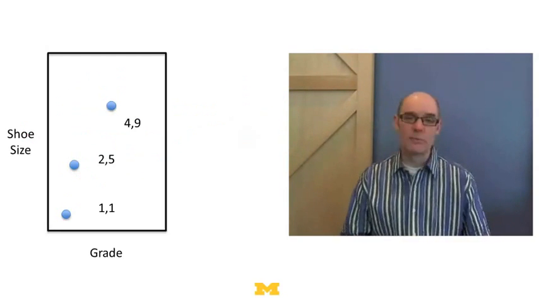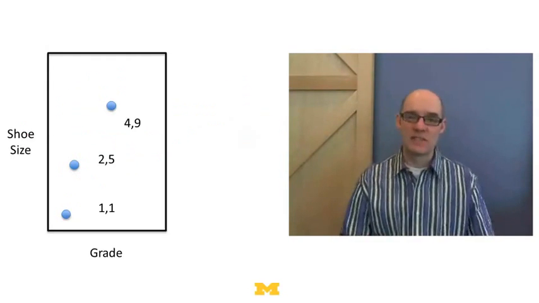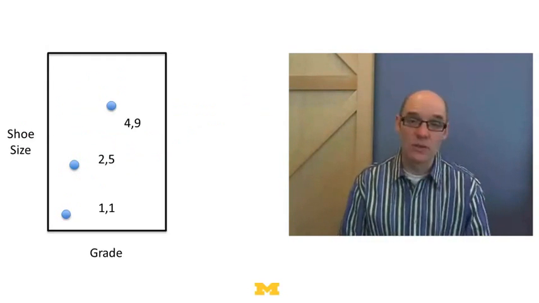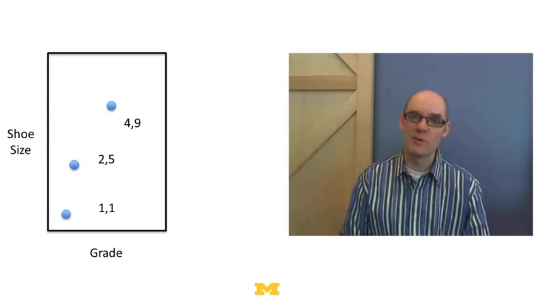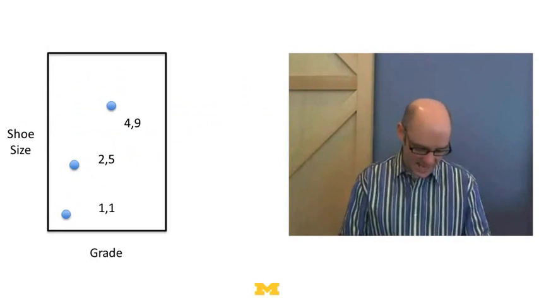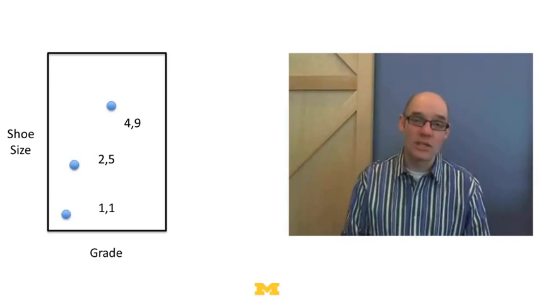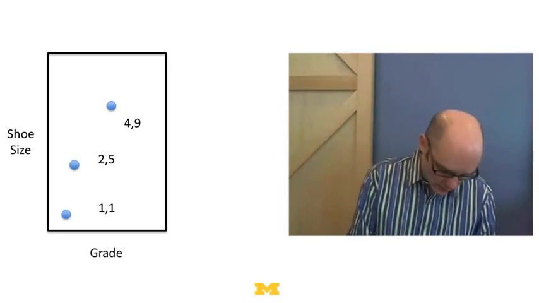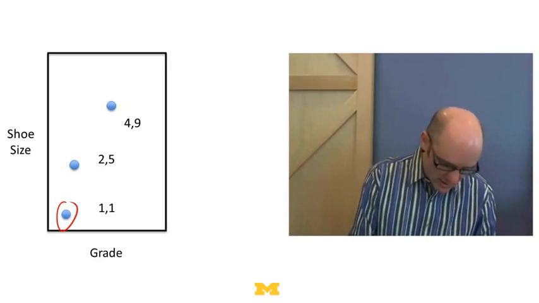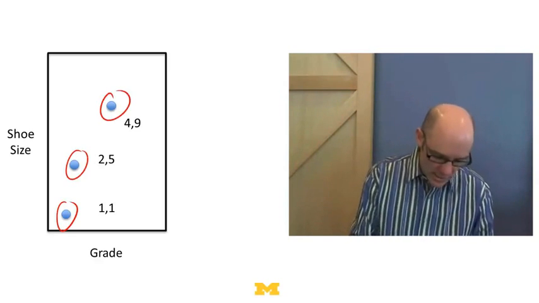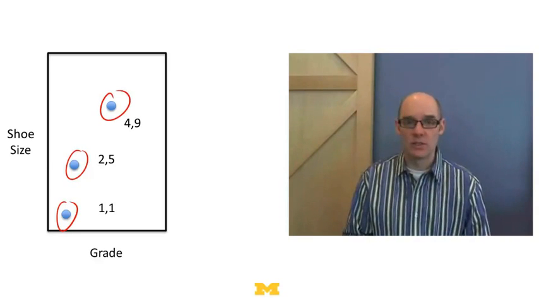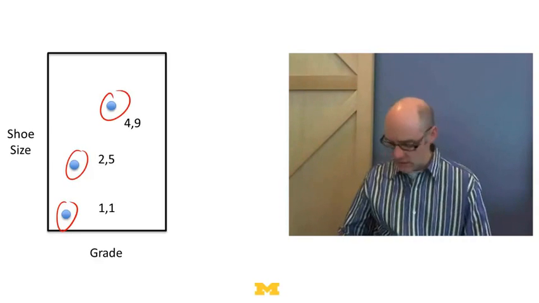So let's do a very simple example. Let's suppose I've got 3 kids, and they're in different grades of school, and they wear different size shoes. So what I'm going to do is predict shoe size as a function of the grade they are in school. So I'm going to say that your shoe size is a function of what grade you're in. I've got a first grader who wears a size 1 shoe, a second grader who wears a size 5 shoe, and a fourth grader who wears a size 9 shoe. And I want to try and fit a linear model to this.